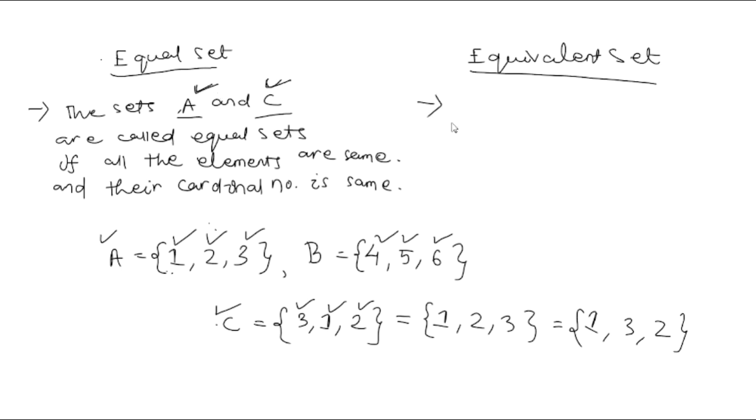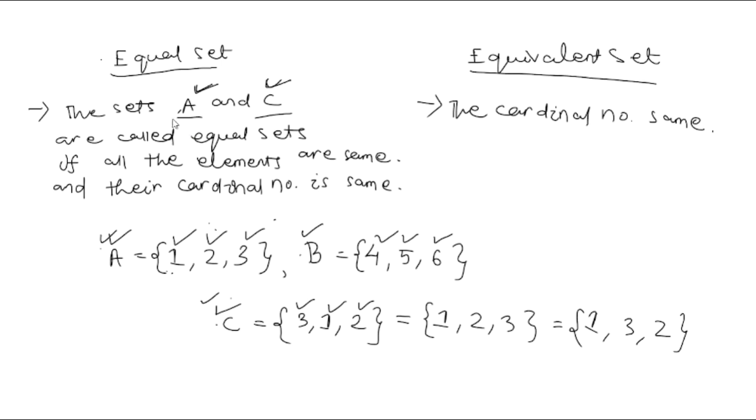Now what do you mean by equivalent set? There is a small difference between equal set and equivalent set. If two sets have the same cardinal number, that means they have the same number of elements, then we can say that they are equivalent. So in this case, A and B are equivalent, A and C are equivalent, B and C are also equivalent because all three have the same number of elements.